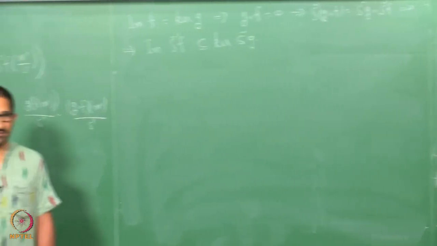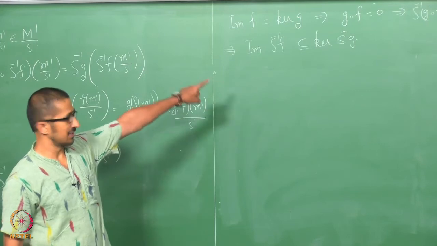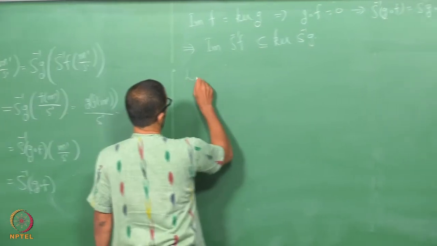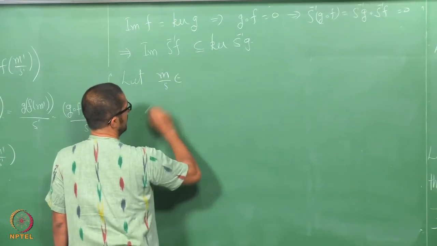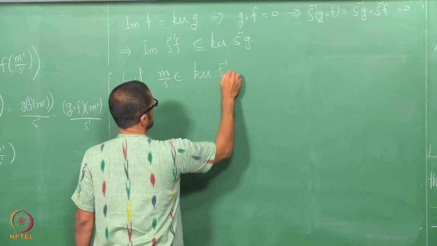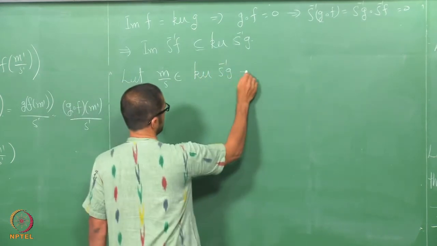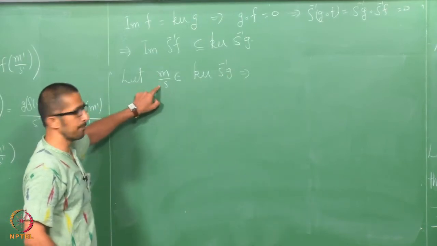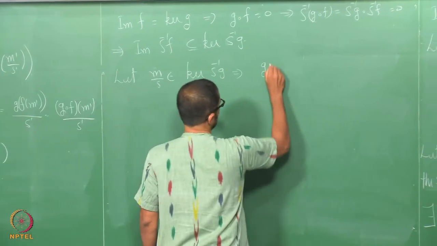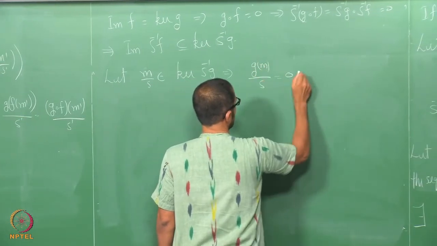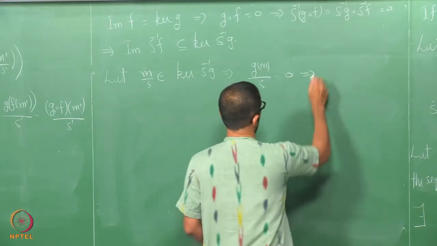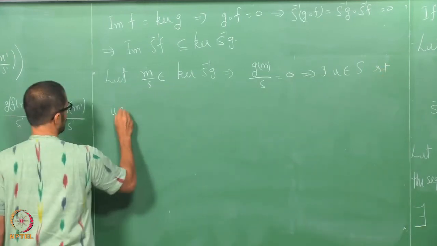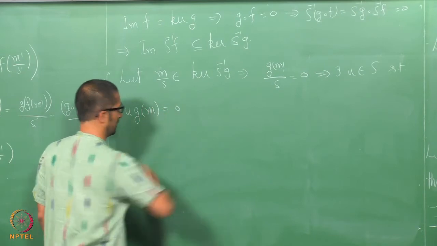The question is whether the reverse inclusion is true. Let us take an element here. Let m by S be in kernel S inverse G. What does that mean? This implies S inverse G acting on this is 0, which is G of m by S is 0, right? G of m by S is 0, and that implies that there exists U in S such that U G of m is 0.